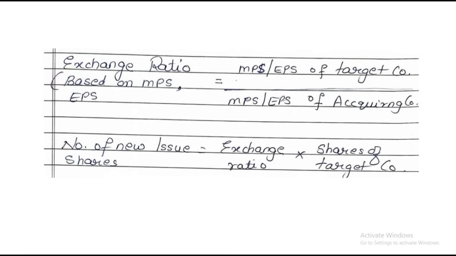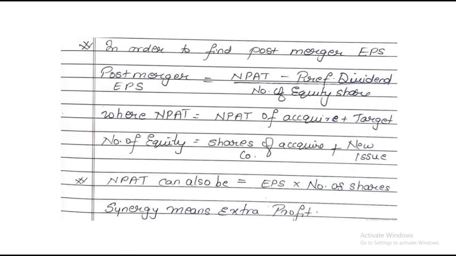Next, after getting the new shares, we'll have to find something called post-merger EPS. That is, after merging the companies, what will be the new earning per share of the company? To find the post-merger EPS, the formula of EPS remains the same: net profit after tax minus preference dividend upon number of equity shares. But here the NPAT will be the NPAT of the acquiring company plus the target company. You'll have to add up both companies' net profit after tax, and the number of equity shares will be the shares of the acquiring company plus the new issue based on the previous formula.